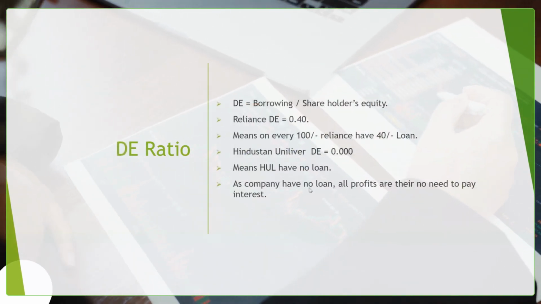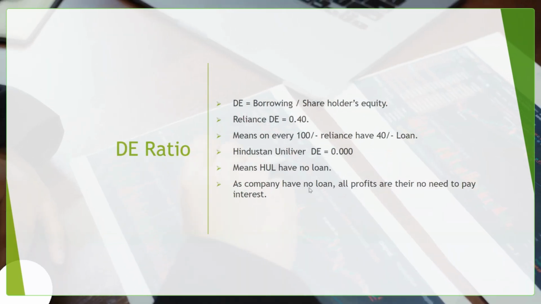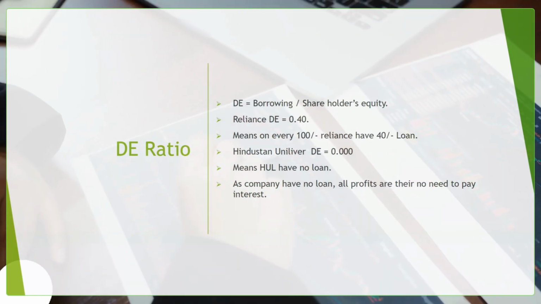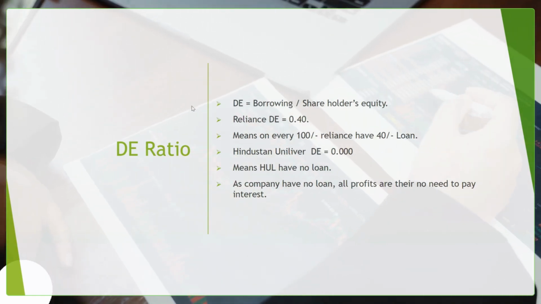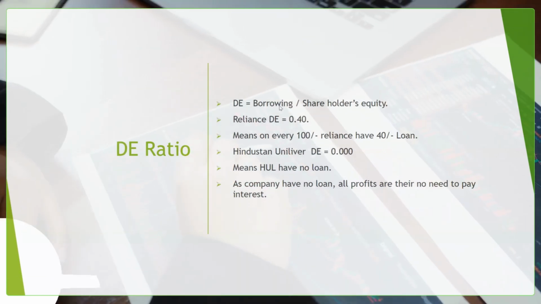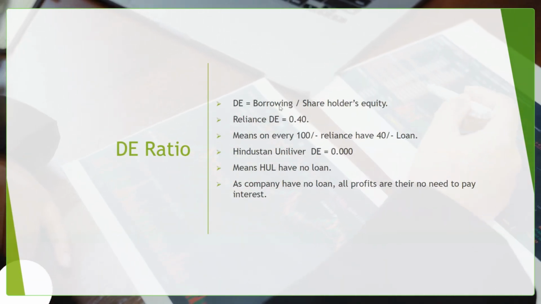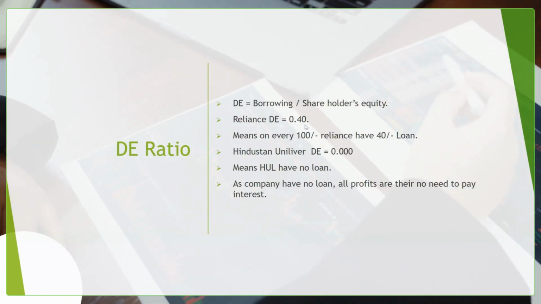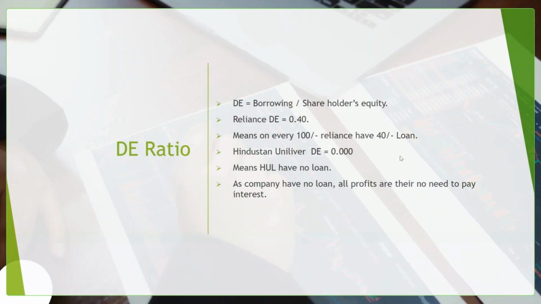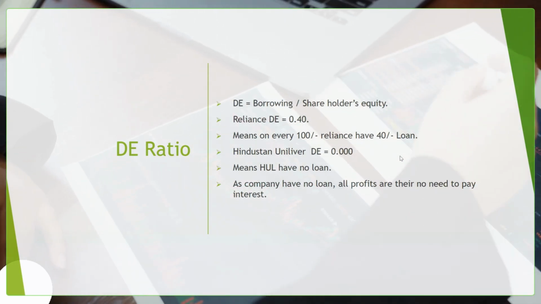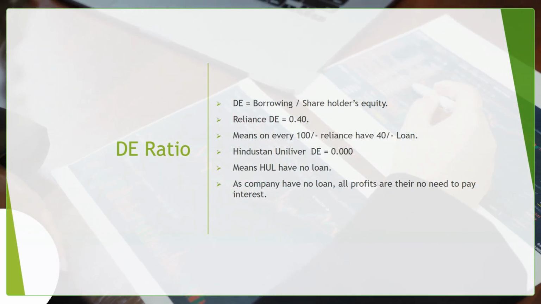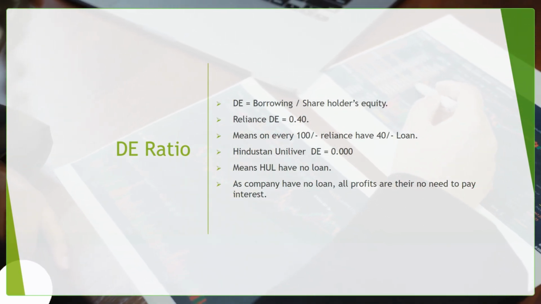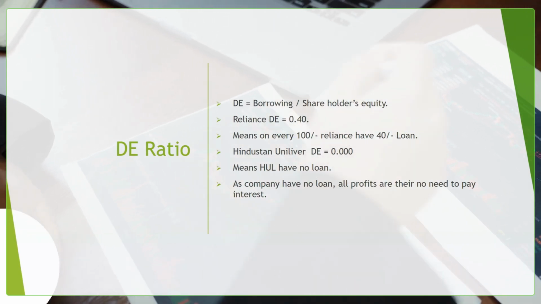Yeah, the debt to equity ratio, or DE ratio, right? The debt to equity ratio says how much money the company has borrowed compared to the equity share. So how much the company has and how much they have borrowed. Reliance's DE ratio is 0.4. That means for every 100 rupees, the company has taken 40 rupees. So say Reliance has 100 rupees as equity, and they have taken a 40 rupees loan for every 100 rupees.